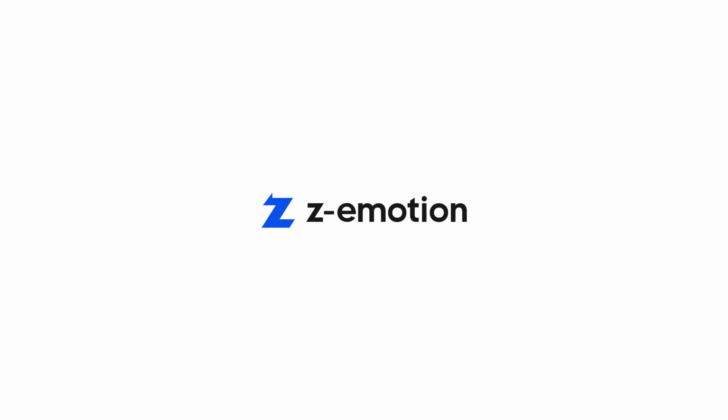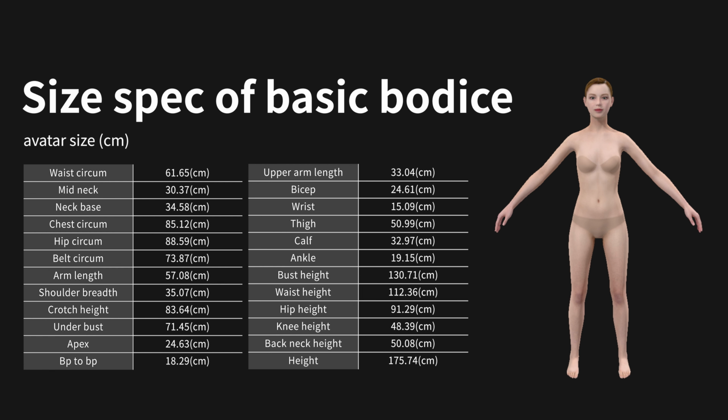In this tutorial, we'll go over how to create a 2D pattern from the basic bodice block to the sleeve. Let's get started. We'll be working based on the default avatar in Z-Weave, using its size measurements. Go ahead and open Z-Weave.